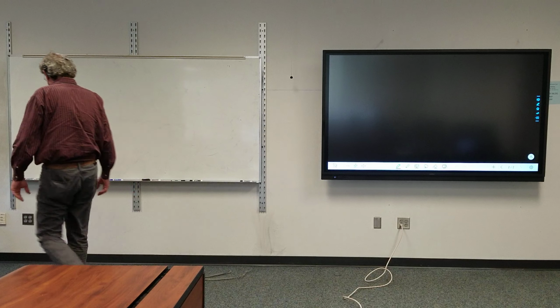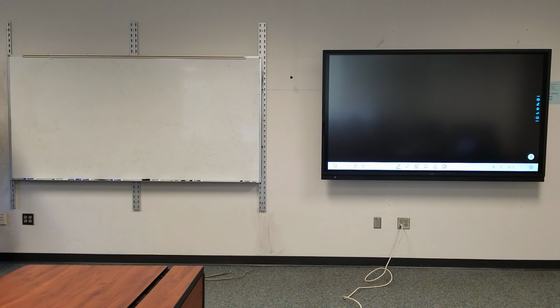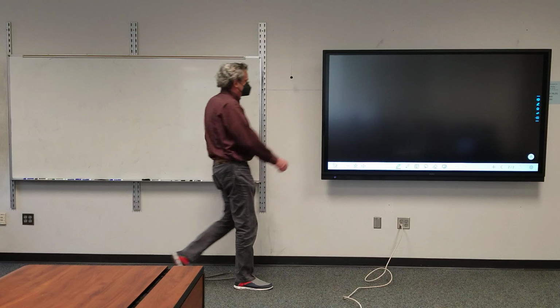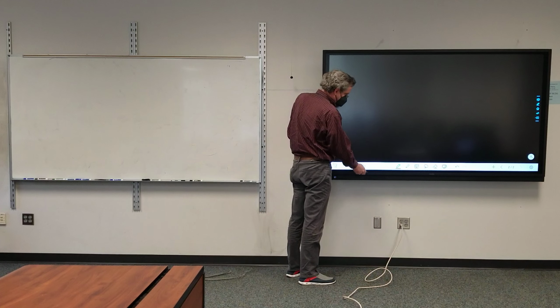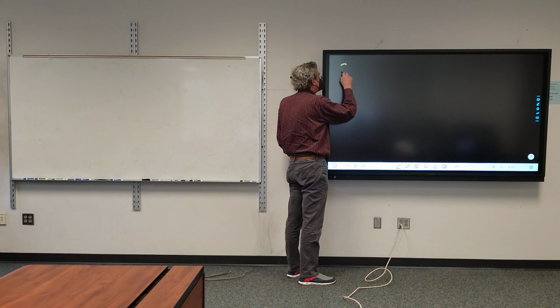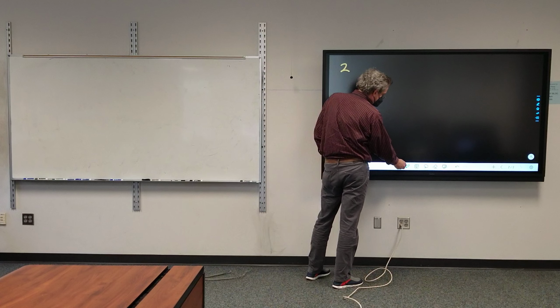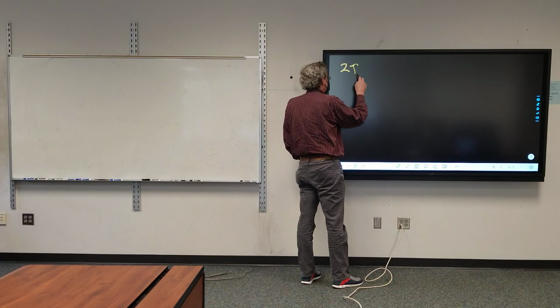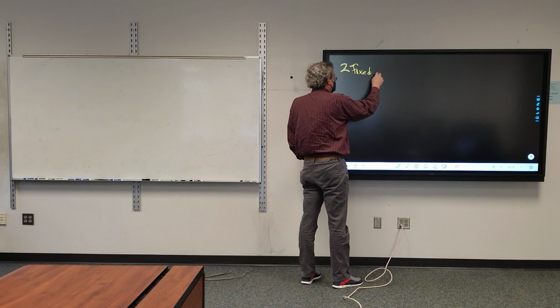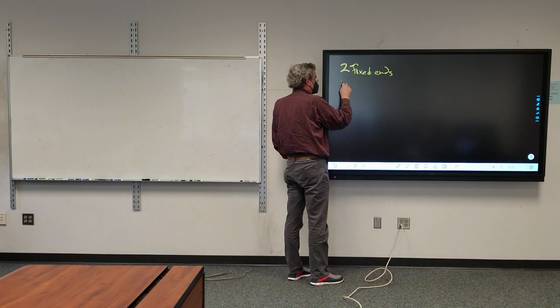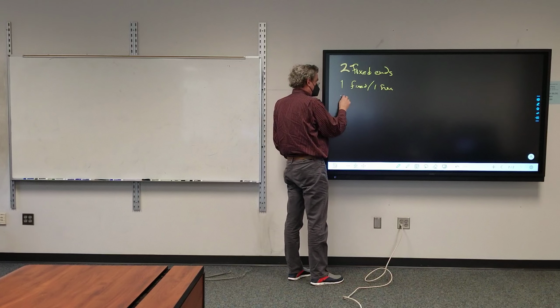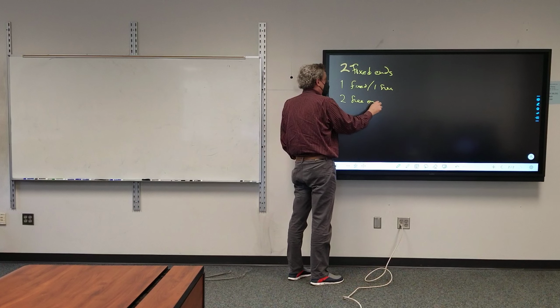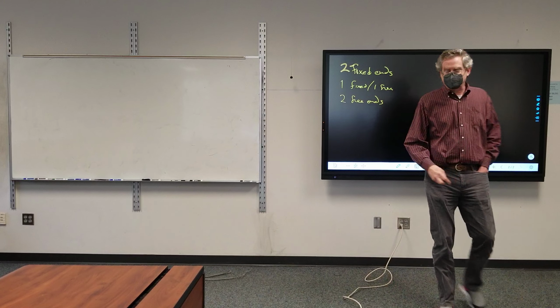All right, so let's first talk about the standing wave with two fixed ends. We basically have three choices here. If I'm sending a wave back and forth, I've got two fixed ends, one fixed and one free, and then two free ends. Those are basically the three things that we're going to be testing out here.